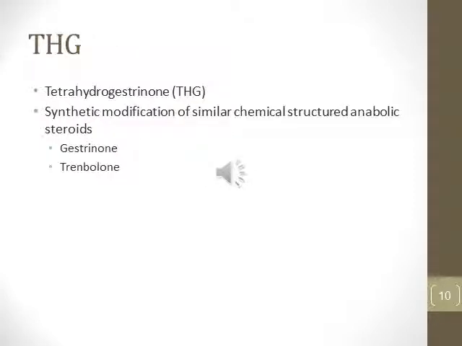One note on a particular type of anabolic steroid: THG, or tetrahydrogestrinone, is a synthetic steroid. This is a modified steroid, very similar in chemical structure to gestrinone and trenbolone. It became very popular in the early 2000s, partially because it was undetectable on urine tests, and at the time it was deemed an unapproved drug by the FDA. So when you hear the term synthetic or designer steroid, THG would fall under that classification.